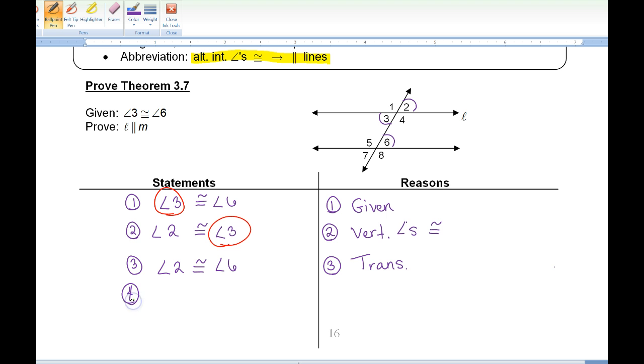Again, why is this significant? Well, angles 2 and 6 are corresponding. Oh, and I'm missing a little m. But L must be parallel to M, and the reason is corresponding angles congruent implies parallel lines.